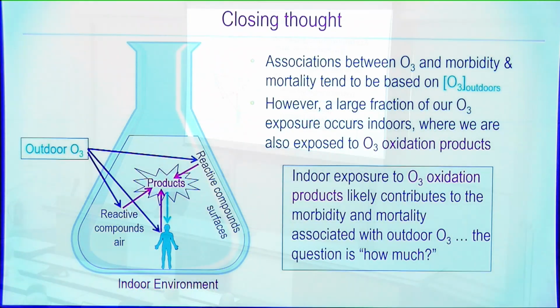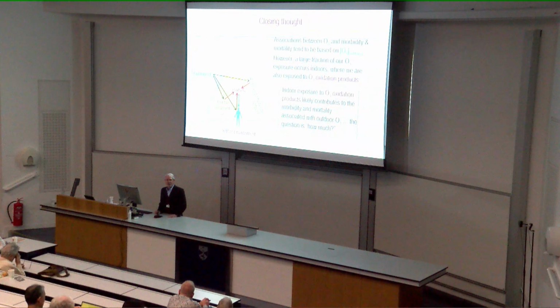A closing thought. I began by talking about the epidemiology and the fact that the associations between ozone and morbidity and mortality tend to be based on ozone measured outdoors, but we recognize that a large fraction of our exposure to ozone itself and the products occurs indoors. This indoor exposure to ozone oxidation products likely contributes to the adverse health effects that have been observed. But the question is how much? And this remains an unanswered question. I wanted you to appreciate that as well.